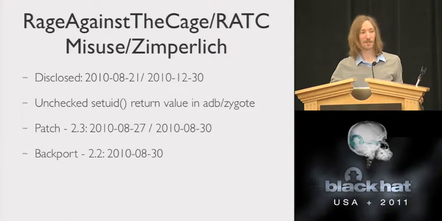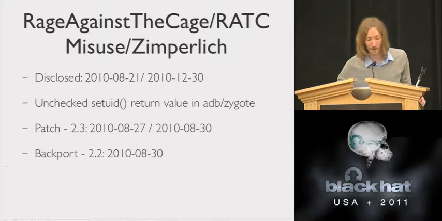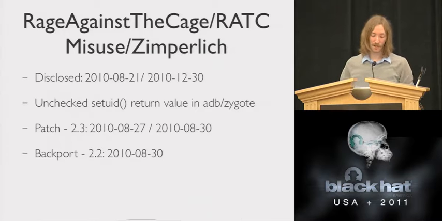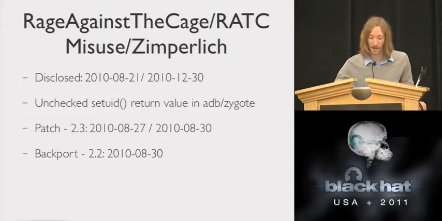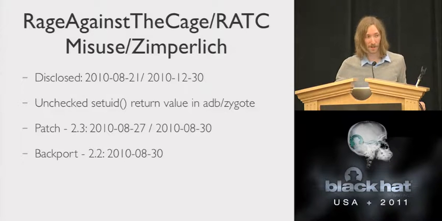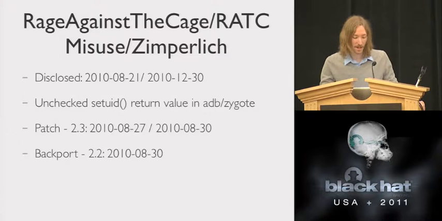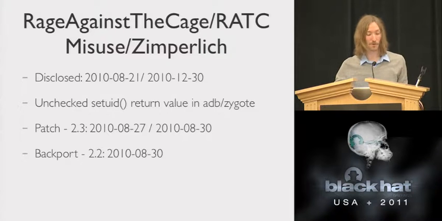When they would try to drop privileges, it would fail to do that. This was disclosed in August, originally for Rage Against the Cage, and then in December for the Zygote bug, Zimperlich. It was patched in 2.3 shortly after, on 27th of August, and actually they patched the Zimperlich bug a few days later, well before it was publicly disclosed that there was a bug in Zygote, and backported that same fix to 2.2 at the same time that they patched the Zygote bug.